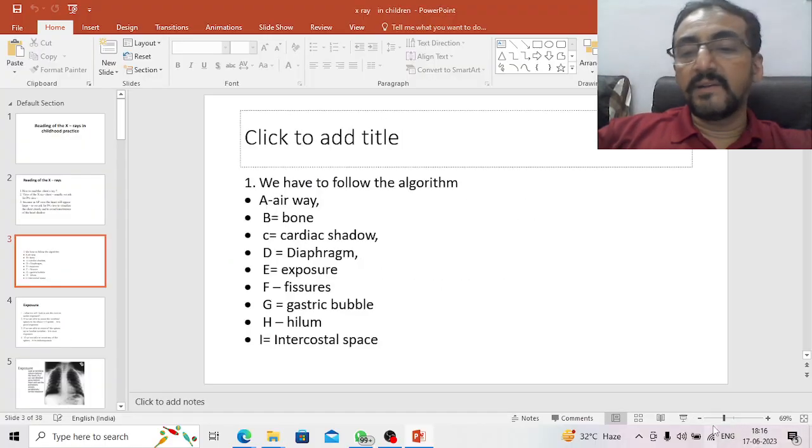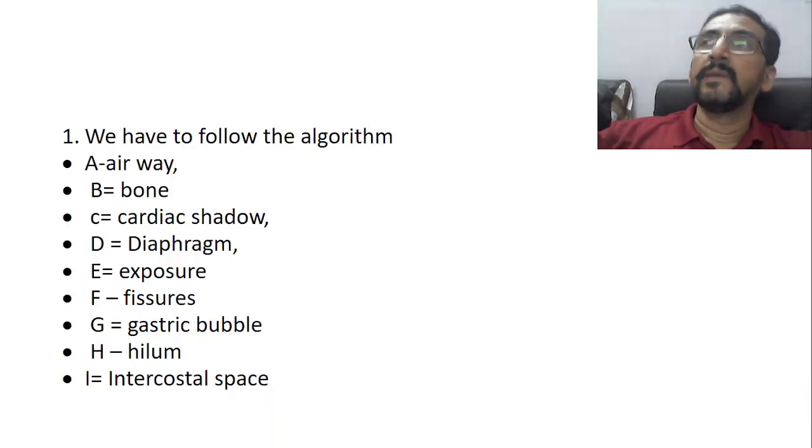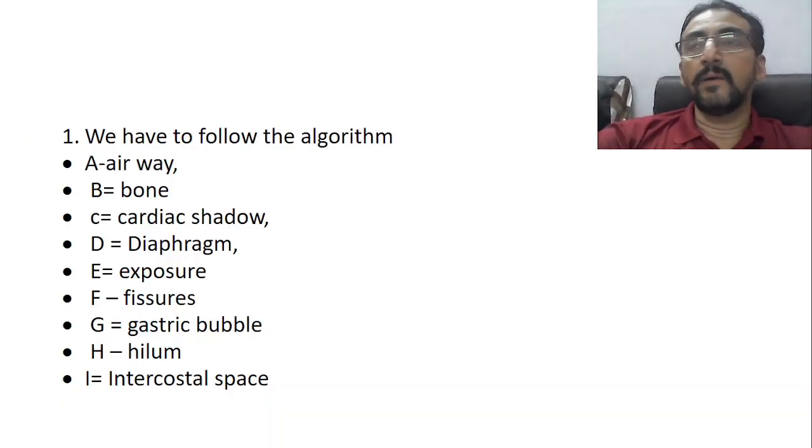Now when we are reading the X-rays, some of the points should be very clear. Many times when you hold the X-ray in your hand, we don't know from where we have to start and what are the things that we have to see one by one. So it's very clear that you should follow the algorithm A, B, C, D, E, F, G, H and I. Whenever you hold the X-rays, always remember these letters. Very simple. In the X-ray, number 1 is A.